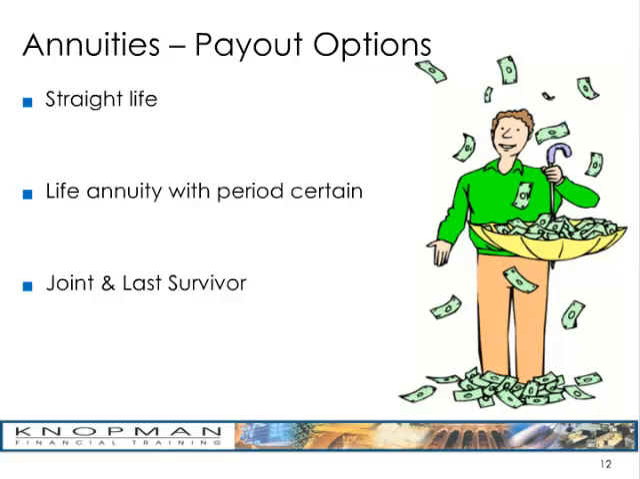That's the opposite of a straight life annuity. Straight life, because it's only based on one person, and there's no minimum guaranteed time. There's no period certain. A straight life, again, will have the shortest expected life, and therefore it will have the highest monthly cash flow.